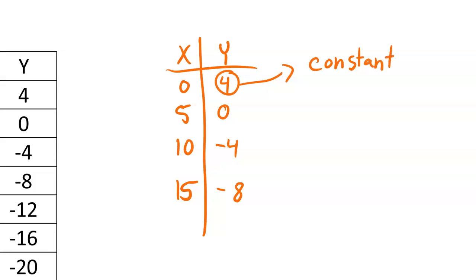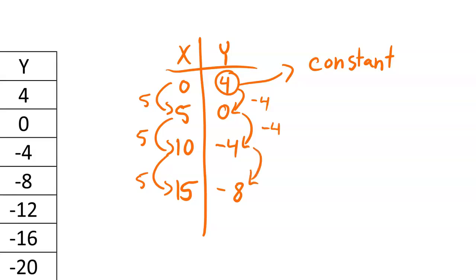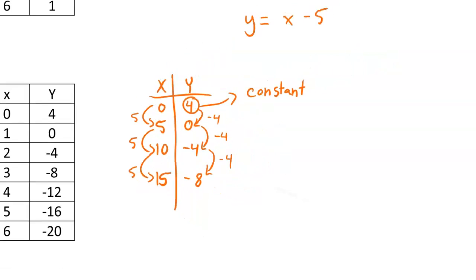Now we want to look for a rate of change. Well, from 0 to 5 is 5, 5 to 10 is 5, 10 to 15 is 5, did 3 to make sure. 4 to 0 is going to be subtract 4, or -4. 0 to -4 is -4. And last one to make sure is -4 to -8 is again -4.